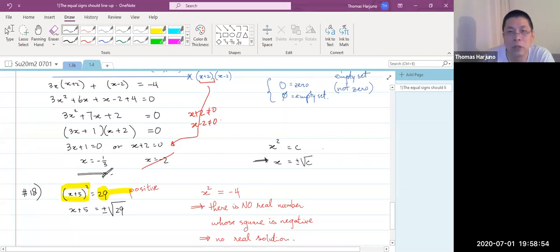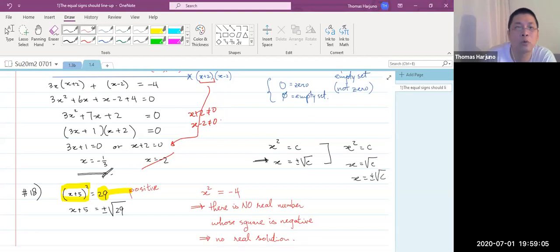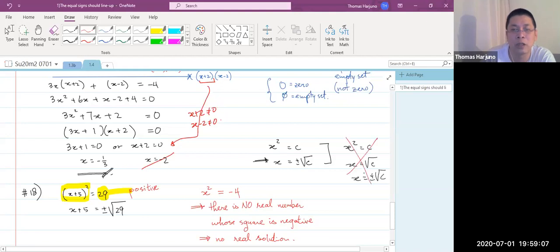That's the rule. The rule does not say x squared equals c, x equals square root of c, x equals plus minus square root of c. No, that's not what the rule says. The rule says when you apply square root to both sides, you apply plus minus at the same time.